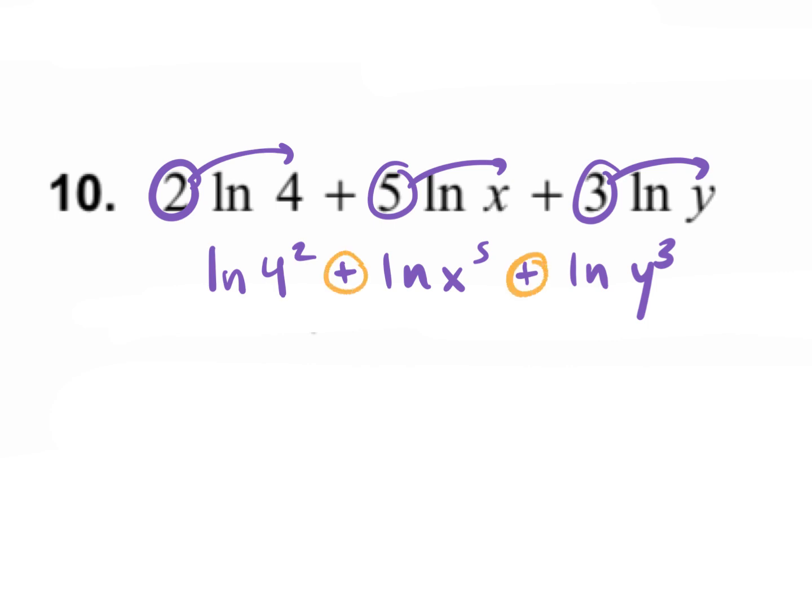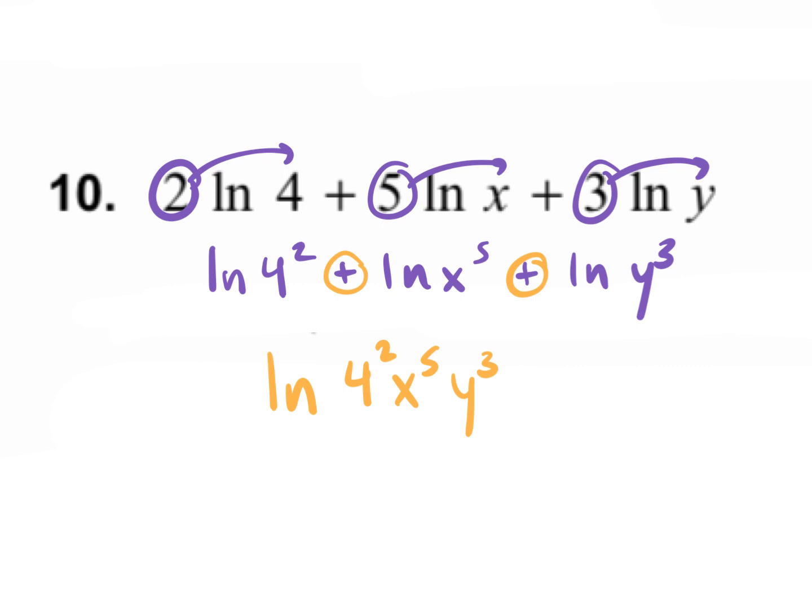Now to condense more, what goes with addition? Multiplication. So how would I write the next step? ln of 4 squared. You could change it to 16 if you want. You could leave it 4 squared. x to the 5th, y to the 3rd.